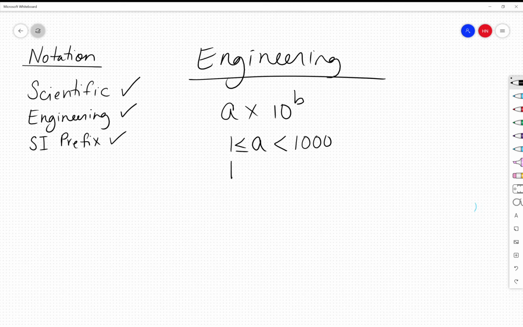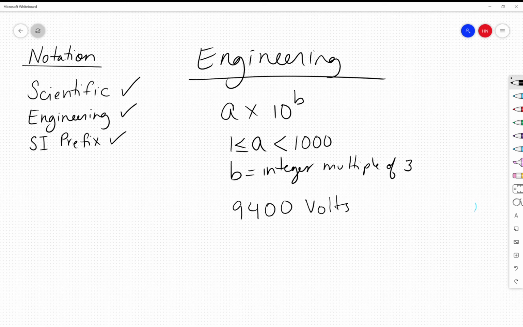And B is an integer because we're going to be moving it only in groups of 3. So it's an integer multiple of 3. For example, if I give you the number 9,400 volts, oh, that's not a good example because it's going to be the same as scientific. Let me add one more zero there.